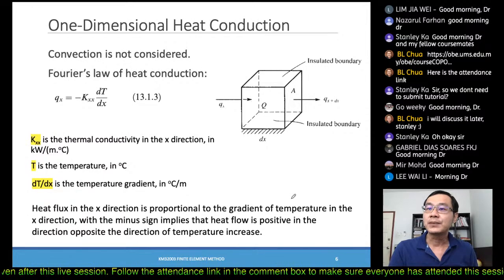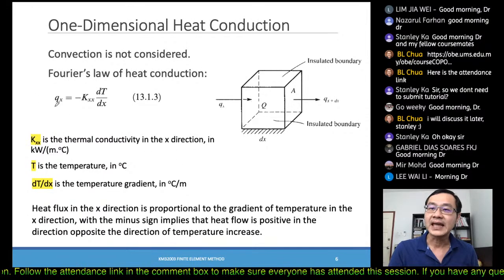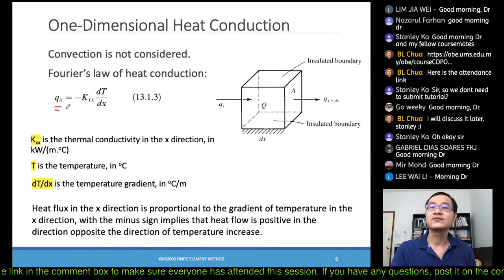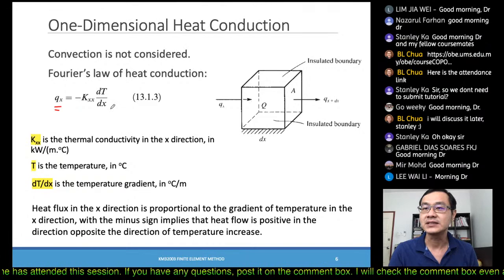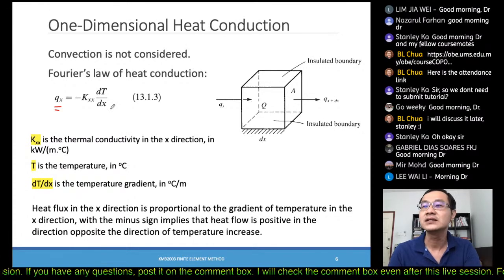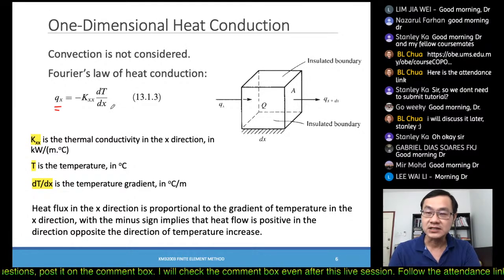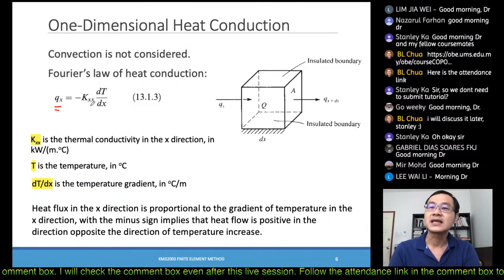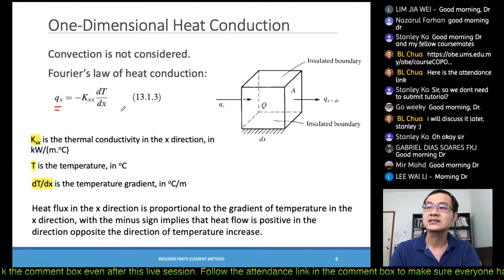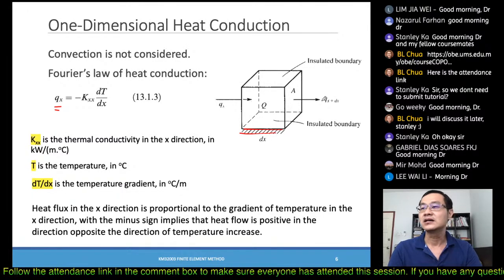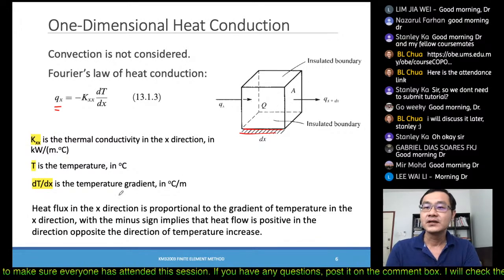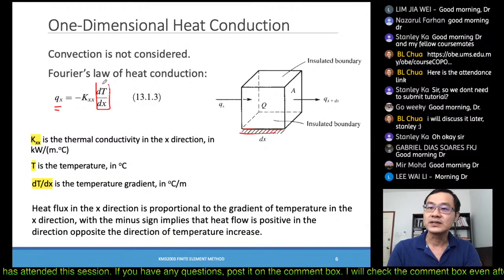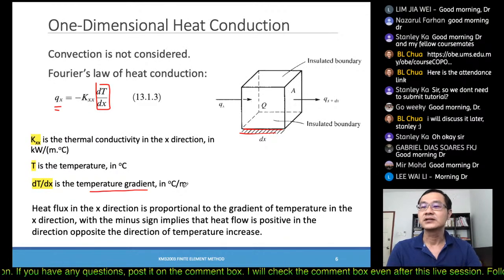Now to obtain the heat flux, we will apply the Fourier law of heat conduction. This is the basic equation, I believe you have learned this in the heat transfer course. It is minus k dT over dx, where x is the distance across the element itself. We will see that this is the temperature gradient.